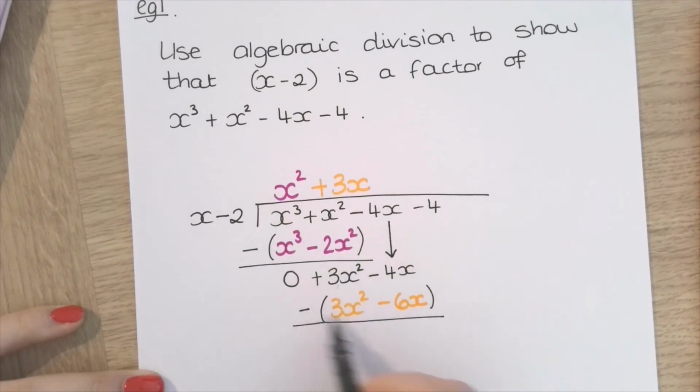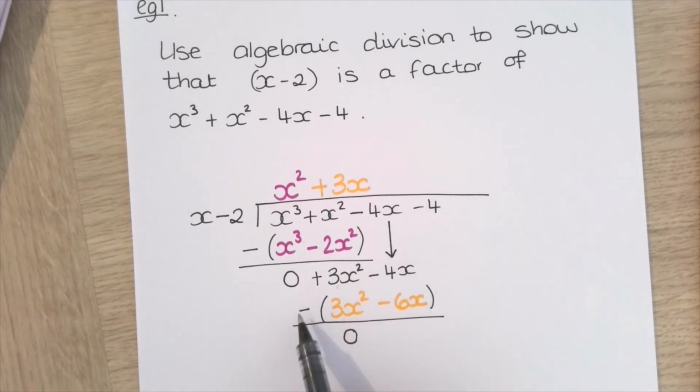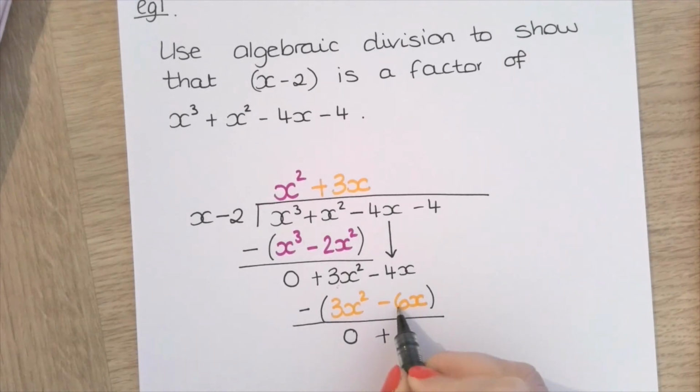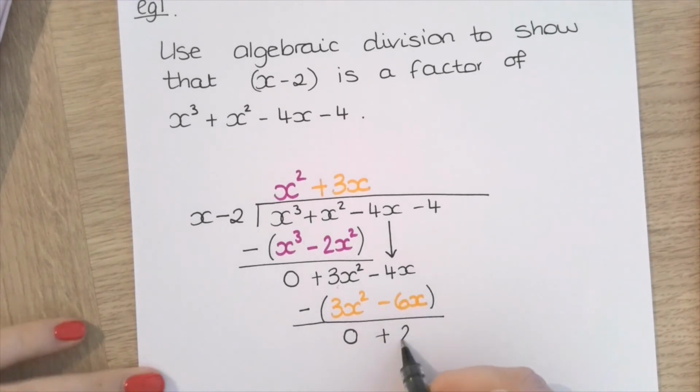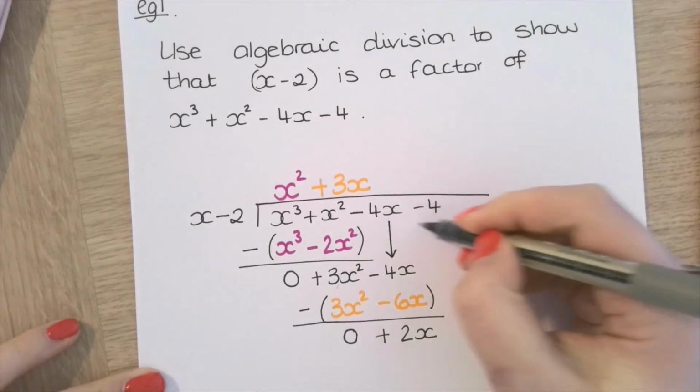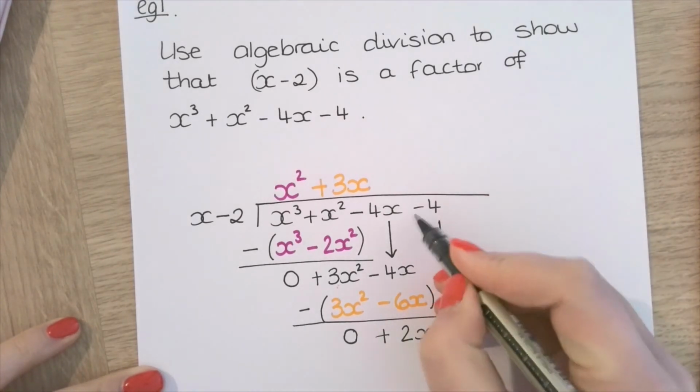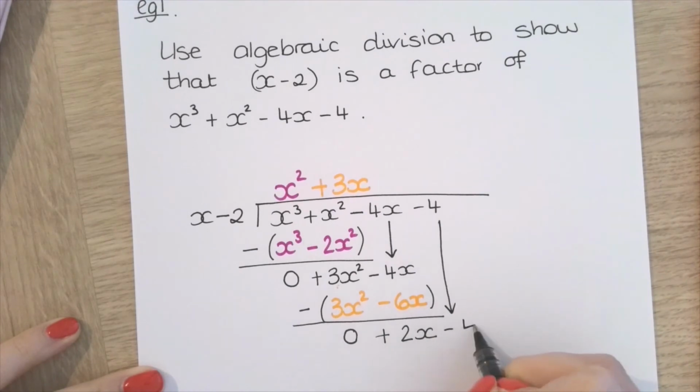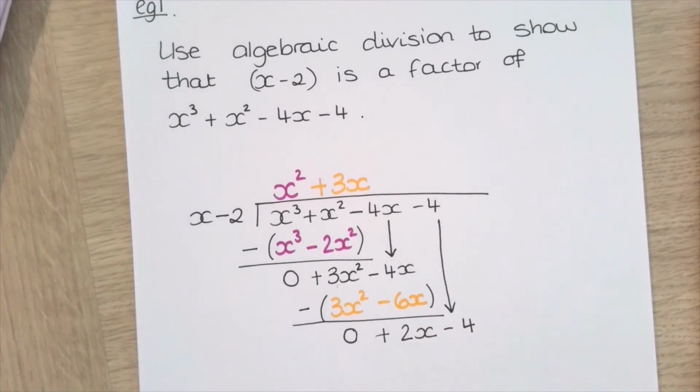So 3x squared minus 3x squared gets me 0. Negative 4x take away negative 6x means I'm going to have to add on 6x to negative 4x, so plus 2x, and again I'm going to bring down that last remaining term on my polynomial.